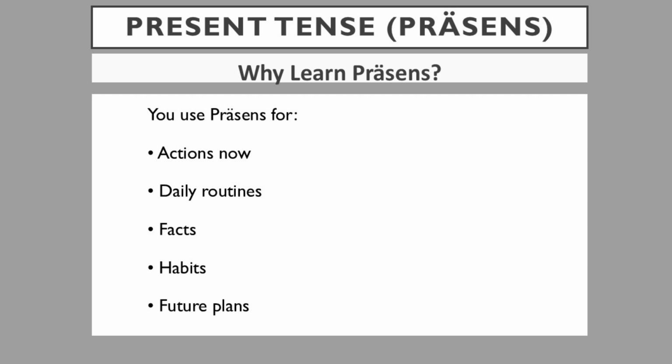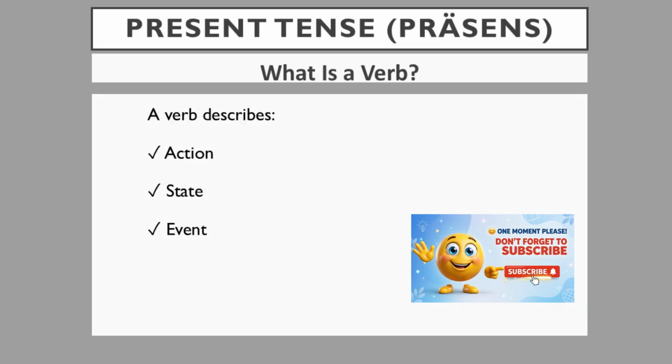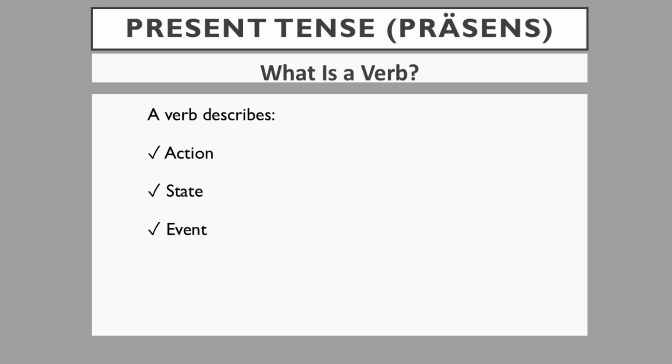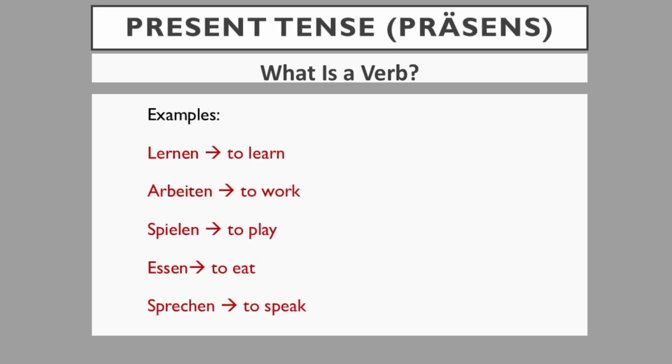It is the foundation for German communication. You use it to talk about what you do, what is happening now, your daily routines, general facts, and sometimes even future plans. What is a verb? A verb describes an action, a state, or an event. Some common German verbs are lernen, to learn; arbeiten, to work; spielen, to play; essen, to eat; sprechen, to speak.